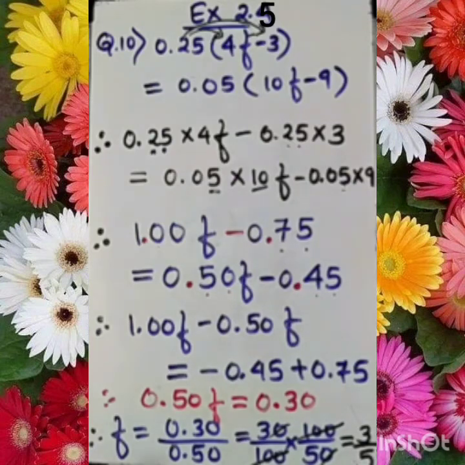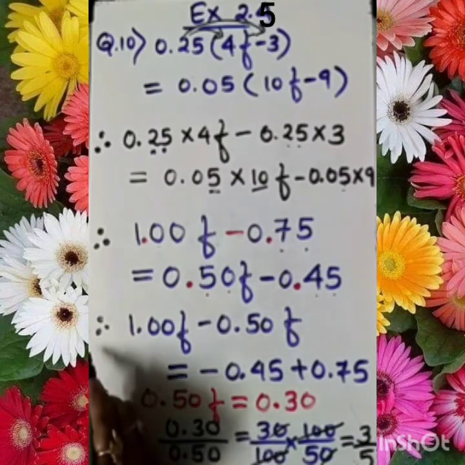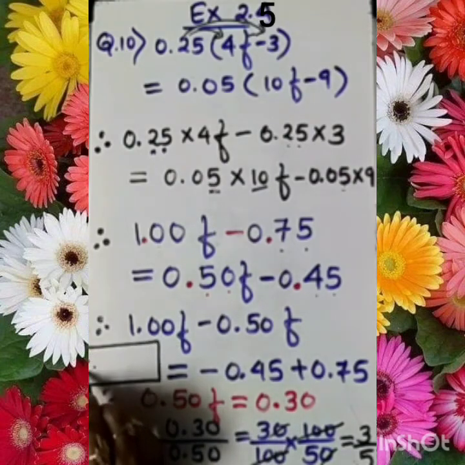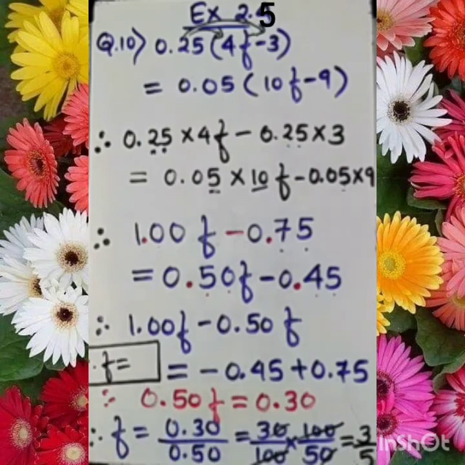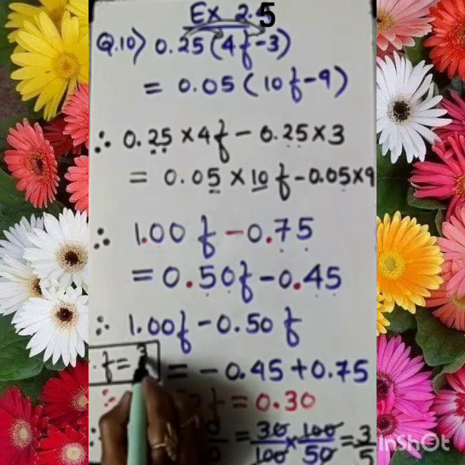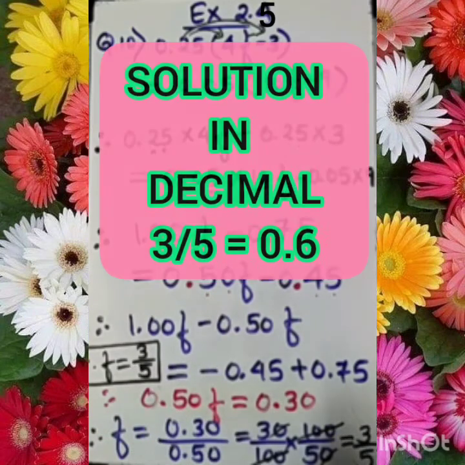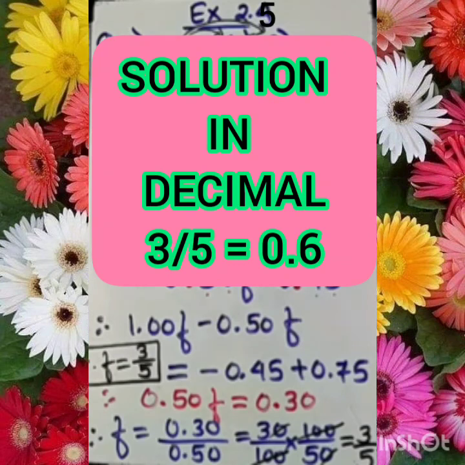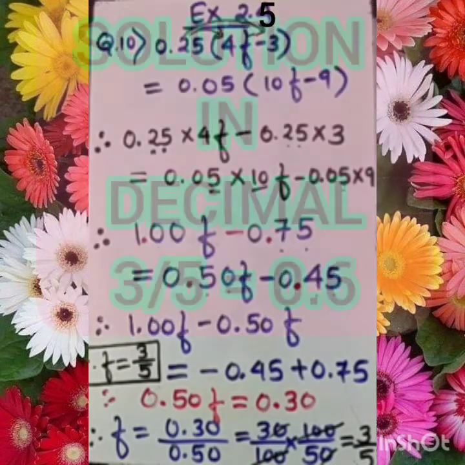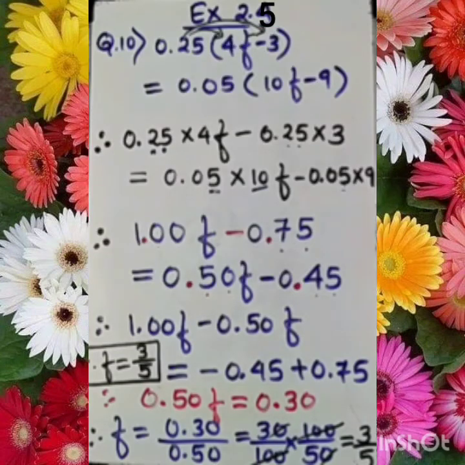That is our final answer. So I am mentioning it here. The unknown variable F, the value we are getting is 3/5. This is the complete solution of exercise 2.4. I hope you liked the exercise and you have enjoyed it easily.